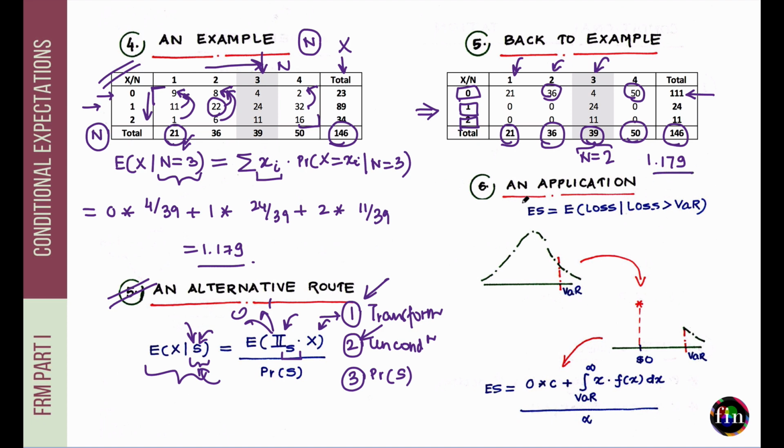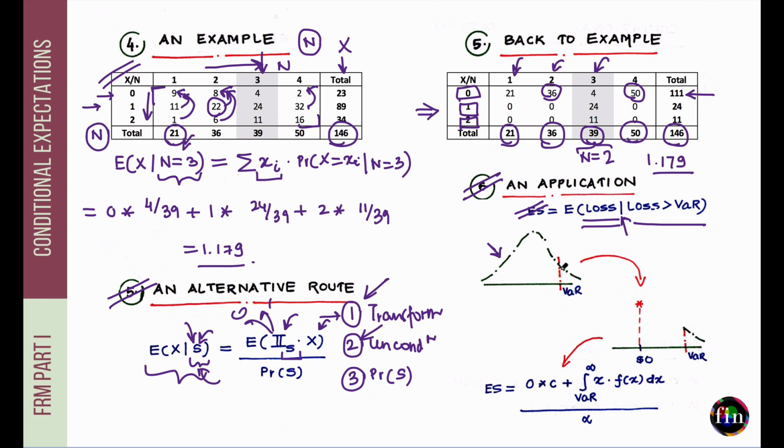Okay. Now comes the time to apply this 3-step procedure to our financial risk management application, and that is expected shortfall. Let me write down the formula first. So this expected shortfall is a conditional expectation. It's the expectation of your losses conditional upon or given this fact that your losses exceed the VAR. Okay. I'm assuming here that my losses are a continuous random variable. This is how its distribution looks.